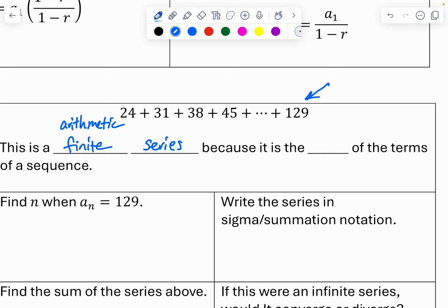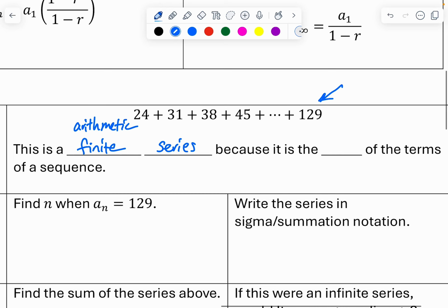I had a final term of this series. I said, okay, we're gonna add these different terms. I have a dot, dot, dot. This is a finite series because it is the sum of the terms of a sequence. So in a sequence, the terms are separated with commas. In a series, you have plus signs, or minus signs if things are negative.